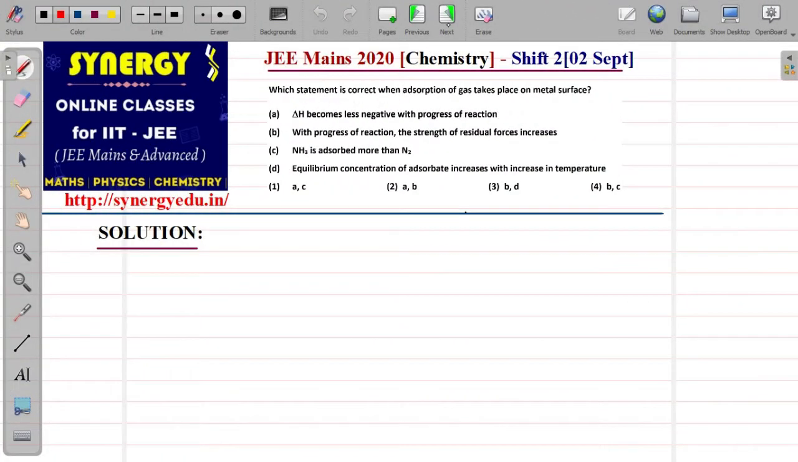In this question, which statement is correct when adsorption of gas takes place on the metal surface?